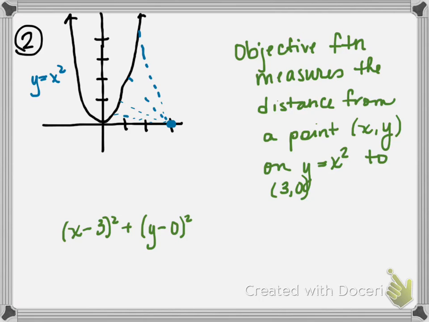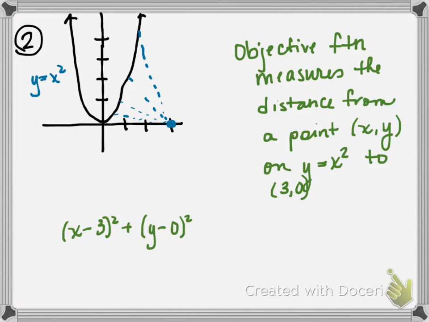Okay, and then what else? Right now we have our objective function. It's in terms of two variables. We would like it in terms of one variable. So how are x and y related? That is what your constraint is. It tells you how x and y are related. They really do depend on each other.